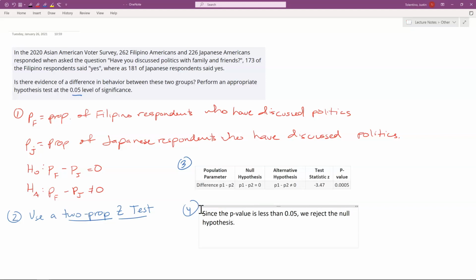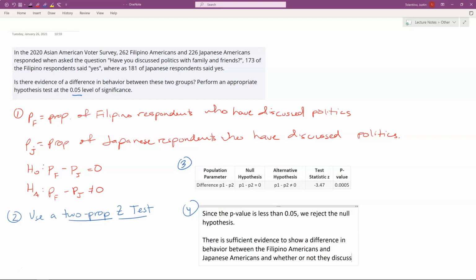What does that mean for our conclusion? If the null is not true, it must be our alternative that's true, that there is a difference, that it's not zero. So there is sufficient evidence to show a difference in behavior between the two groups, Filipino Americans and Japanese Americans, and whether or not they discuss politics with family and friends.